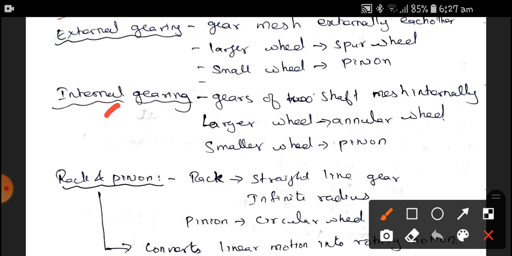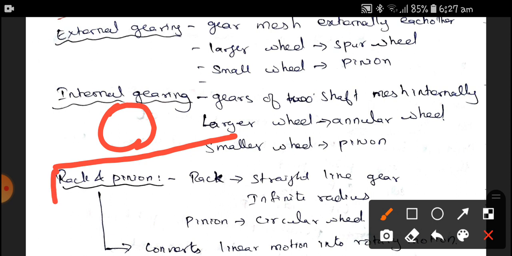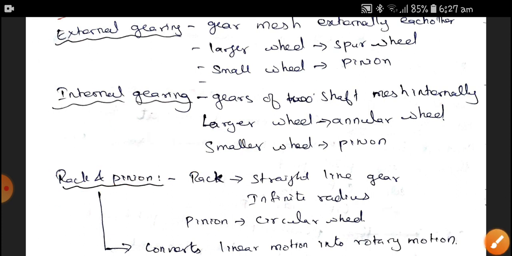If there is a rack and pinion, this is the pinion and this is the rack, both coupled by means of a tooth, so it is called a rack and pinion. So these are all the types of gearings available. First we are going to discuss external gearing. The external gears are meshed externally with each other.